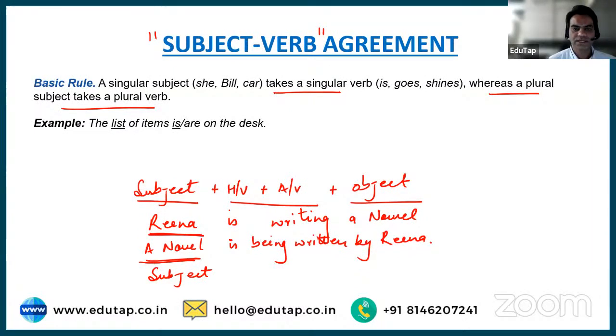What I mean to say is, whenever you look at a sentence, you have to figure out which noun or pronoun or which word is the owner of the sentence. And what do I mean by owner of the sentence?